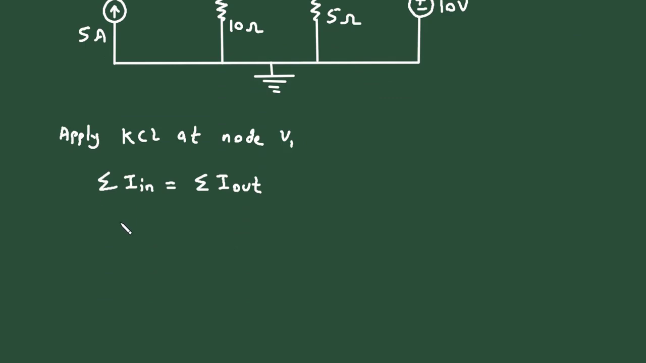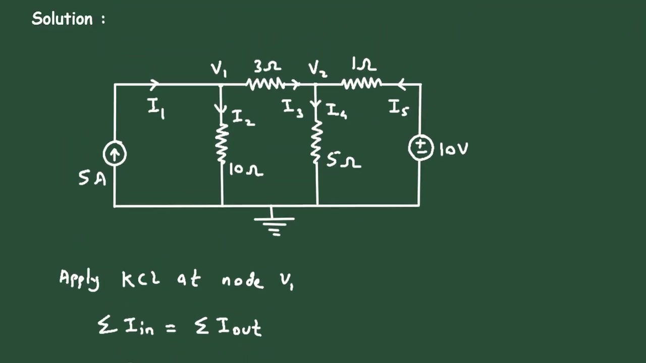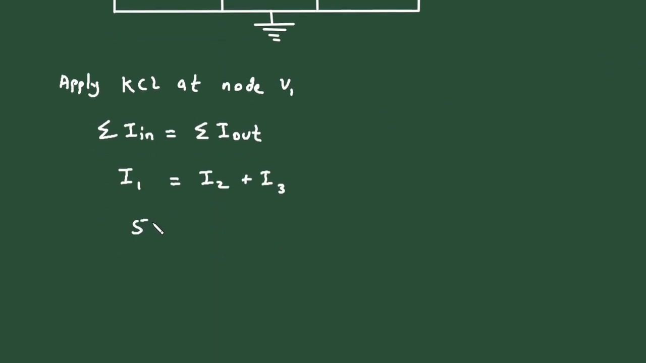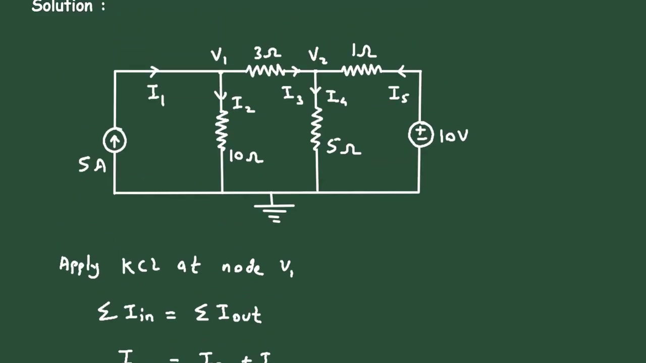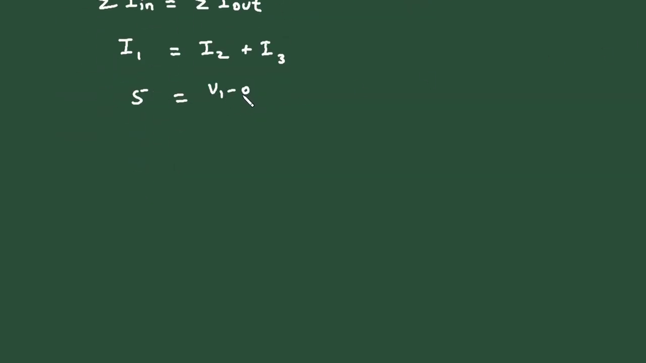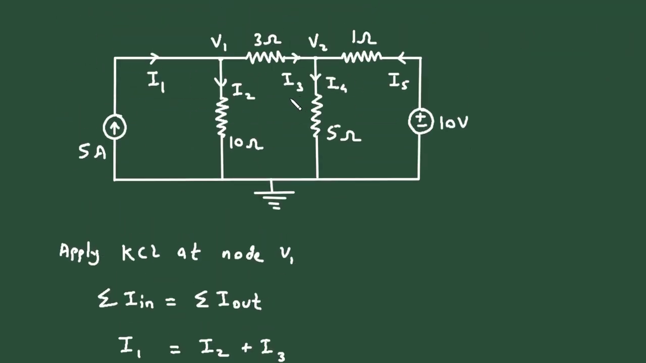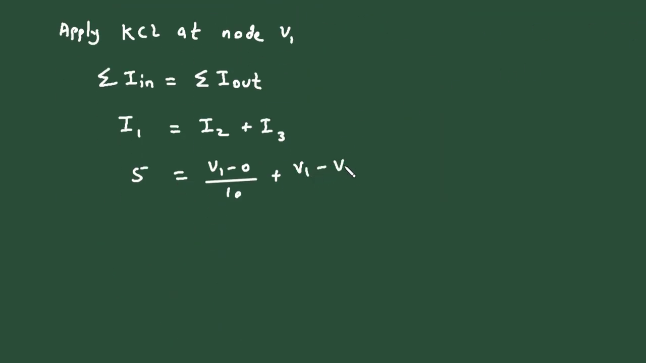So here we can write I1 is equal to I2 plus I3. Here I1 is equal to 5 ampere. So I1 is 5, and I2 in voltage form will be V1 minus 0 divided by 10, then plus I3. Now this I3 is V1 minus V2 divided by 3.